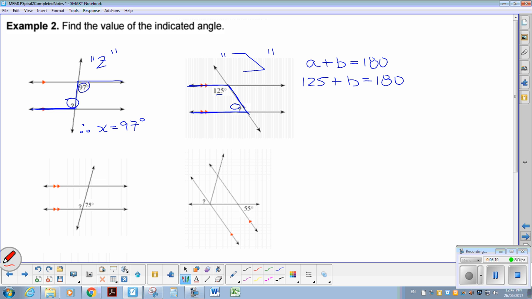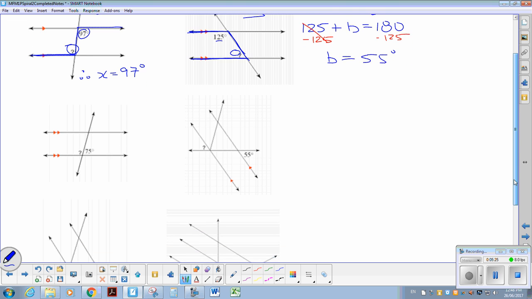Using our algebra, we're going to subtract 125 from both sides to keep the teeter-totter balanced. And we end up with B equals 55 degrees. All right, cruising right along.